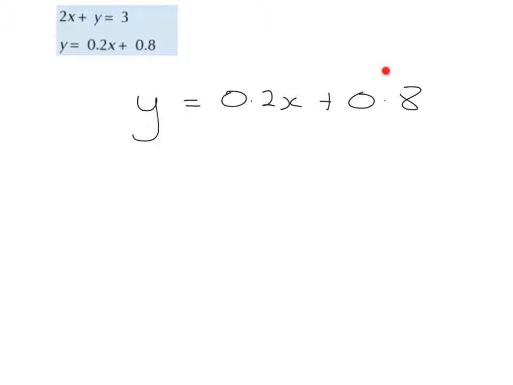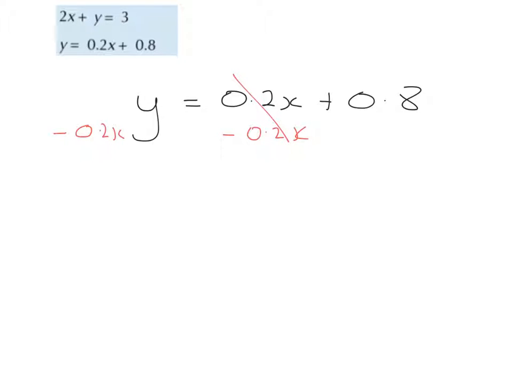Whereas with the one I've been given here, my y is on the correct side and my number is on the correct side. But this 0.2x, we really need to be on the other side. So I'm going to try and get rid of that. How I get rid of that is, I've got 0.2x, so what I can do is minus 0.2x from this side. But what I do to one side, I must do to the other. So minus 0.2x on the other.